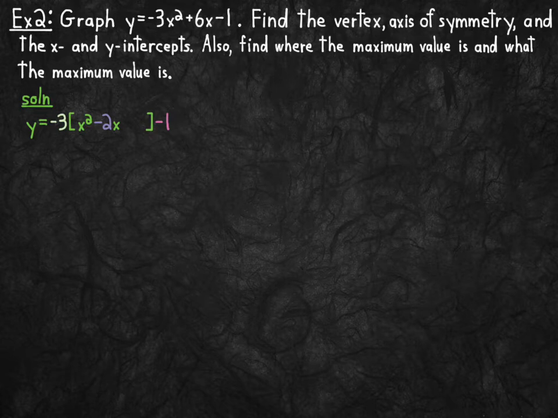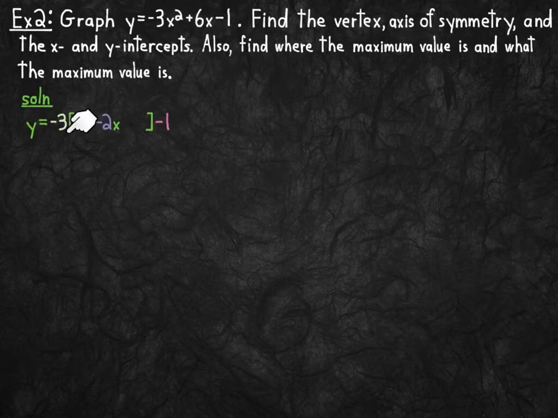Okay, so I have to complete the square on this because that's the form that we need it in to read off the vertex, the form I had on the previous video. So first, the leading coefficient is not a 1, it's a negative 3. So the first thing I need to do is factor the negative 3, and I'll just factor it out of the first two terms.